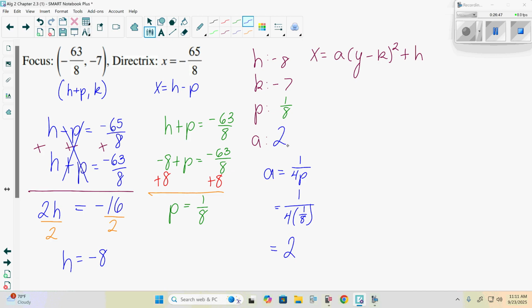And then once we find the value of p, we find the value of a by plugging it into our 1 over 4p. 1 over 4 times 1/8, which is 2.